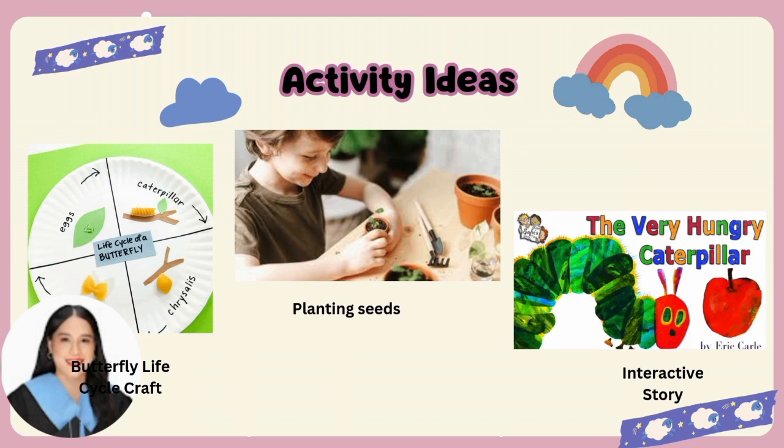Next activity would be planting seeds. Have each child plant a seed in a small pot. Over time, let them observe and discuss how the plant grows. Teach them about the life cycle of a plant.